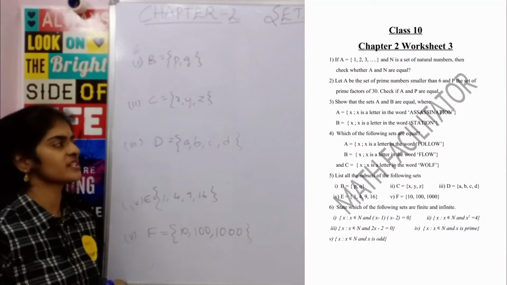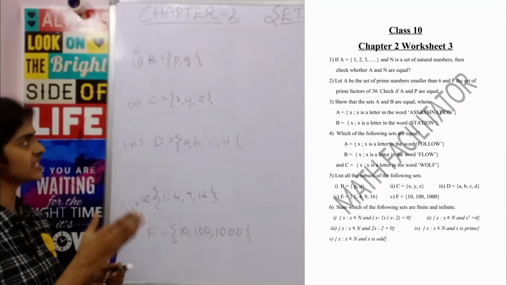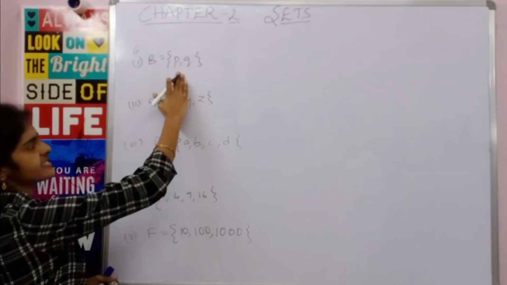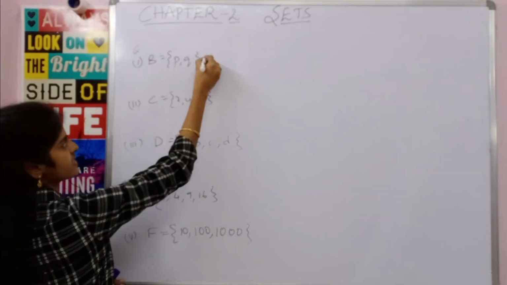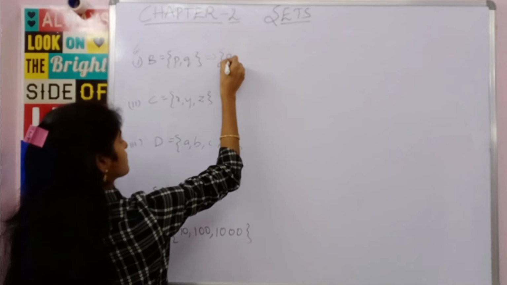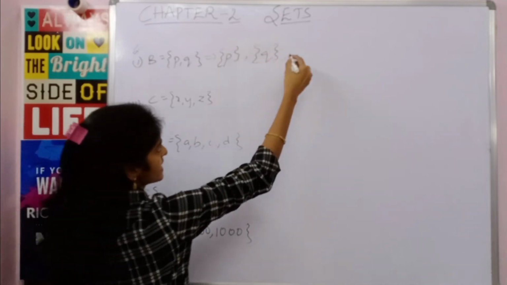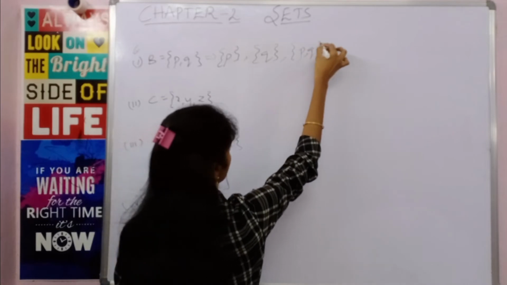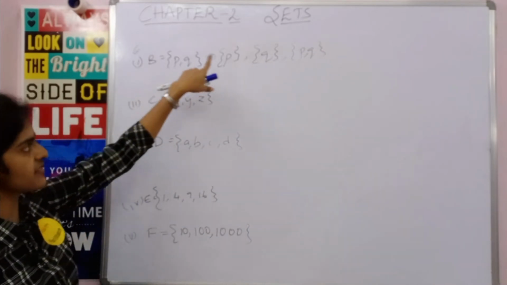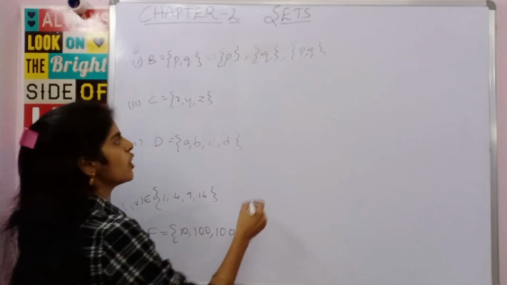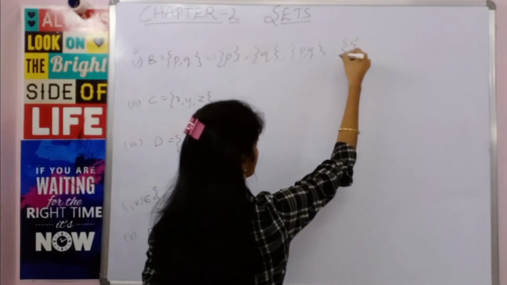Moving on to the next question, you have to list the subsets of these given sets. B is a set containing elements P and Q. So what are the subsets of this? The set containing element P is a subset of this and the set containing element Q is a subset, and you can see P comma Q is a subset. The set itself is a subset of itself. We have learned this. And the null set is a subset of all the sets.